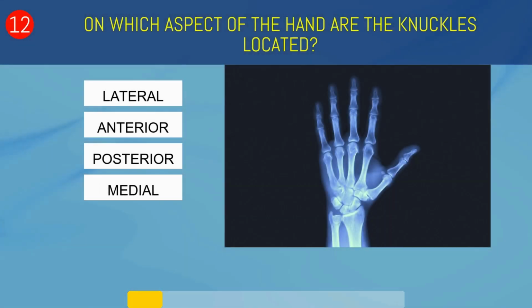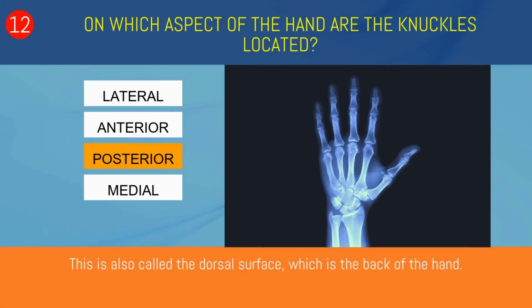On which aspect of the hand are the knuckles located? Lateral, anterior, posterior, or medial? Posterior. This is also called the dorsal surface, which is the back of the hand.